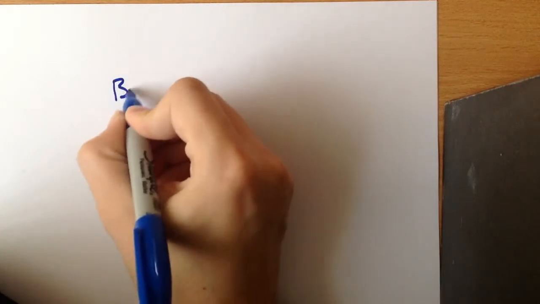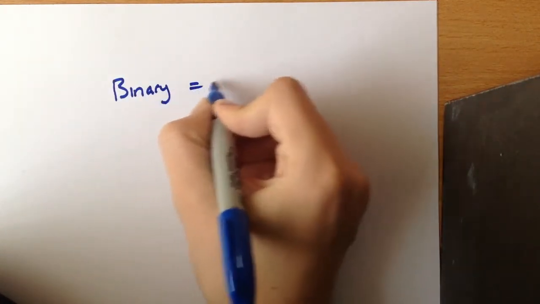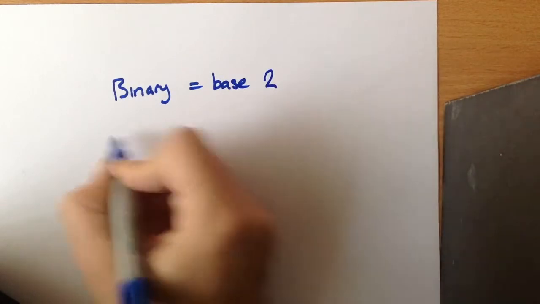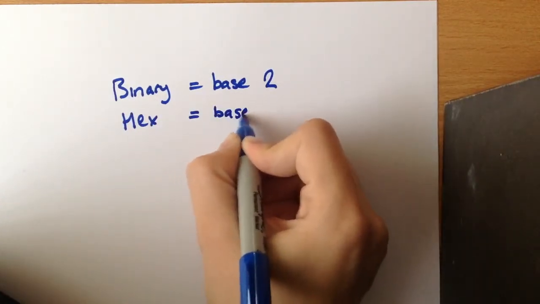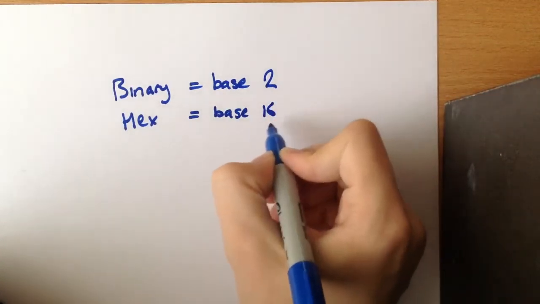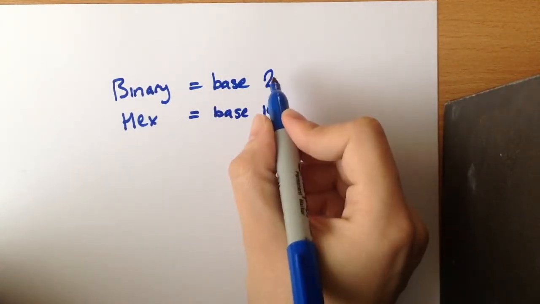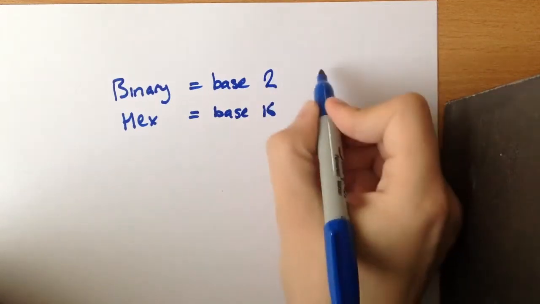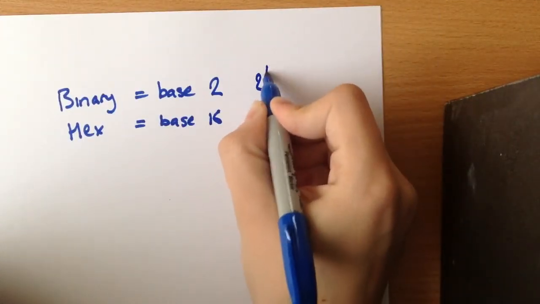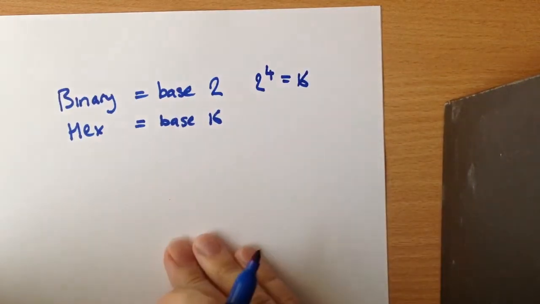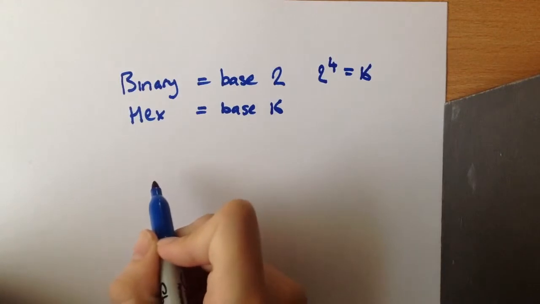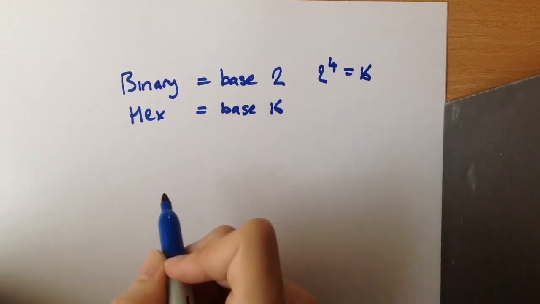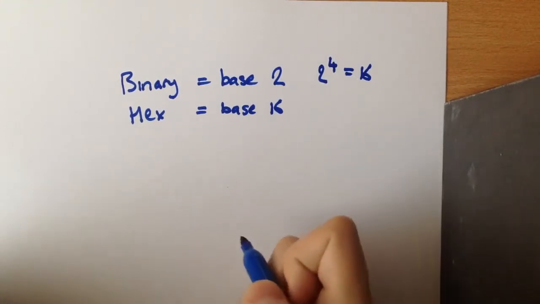Now there's an interesting relationship between binary numbers, or base 2, and hexadecimal numbers, or base 16. If we think about it, 16 and 2 are related. 2 to the power of 4, in fact, equals 16. What this means is that every 4 digits in binary can be represented by just 1 digit in hex.